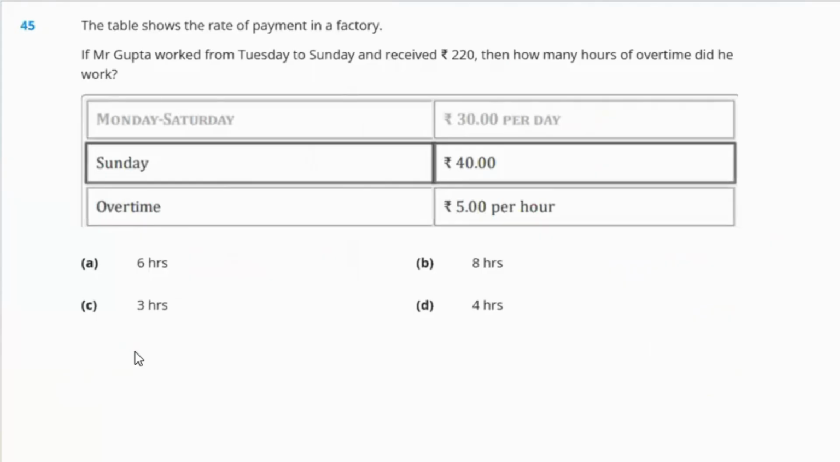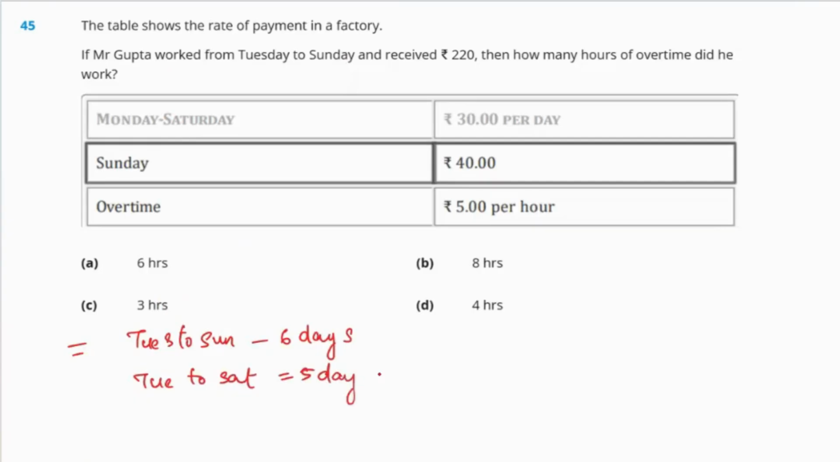Next question. The table shows the rate of payment in a factory. Okay, here you can see, if Mr. Gupta worked from Tuesday to Sunday and received rupees 220, then how many hours of overtime did he work? Okay. So here you can see Monday, Tuesday to Sunday is given. So he is working Tuesday to Sunday means he is working for 6 days. And Tuesday to Saturday means he is working for 5 days.